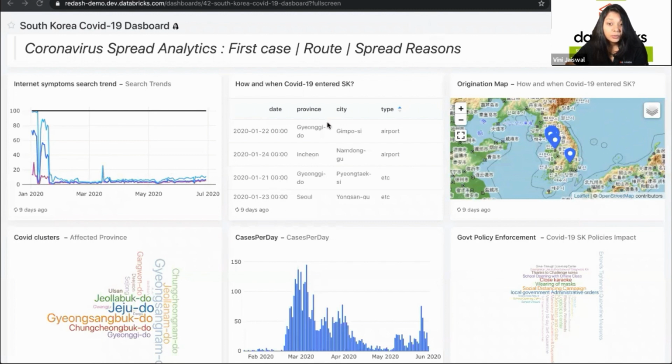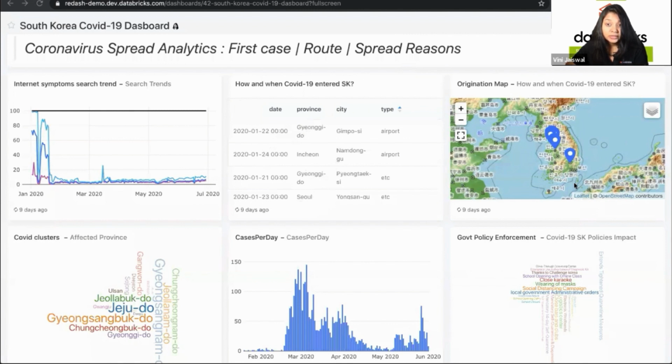Let's walk through how coronavirus entered South Korea. Route data, which was made available by the DS4C team, helped me understand the origination of cases. The first COVID case in South Korea likely originated from the airport around January 20th with the tourists from Wuhan, China. Here's a map of first few cases in South Korea.